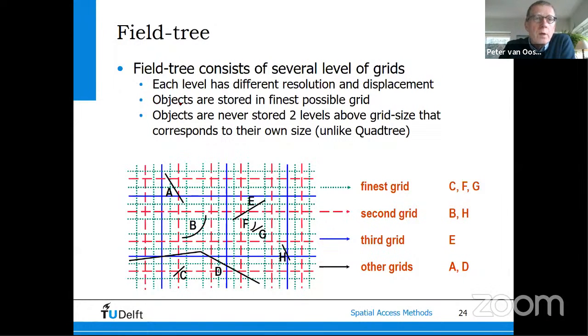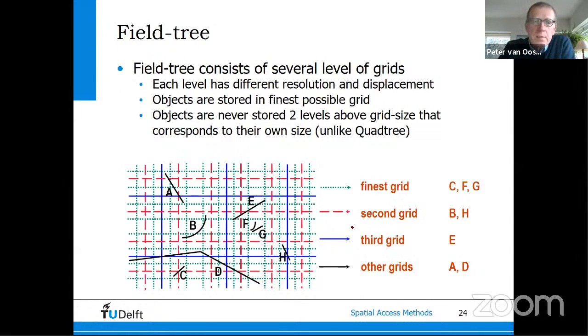property, and we have the ambition to store the objects in the finest possible grid, because that gives them the best location information. And so we try to store the object in the finest grid. And then we can prove that an object is never stored 2 levels above its own size. And so that is different to the Quadtree. And so, okay, let's have a look at a number of examples.